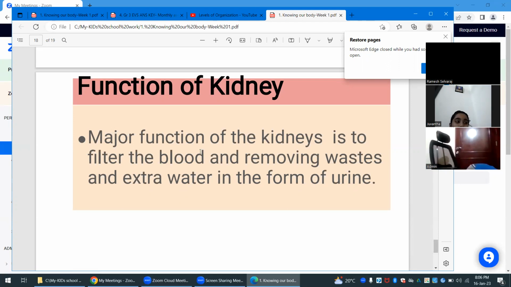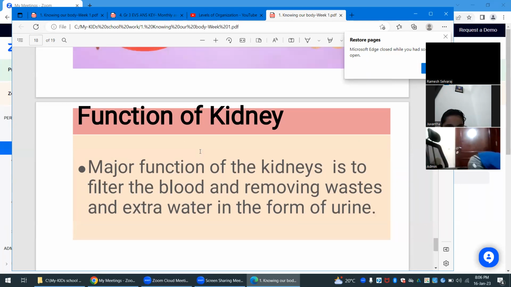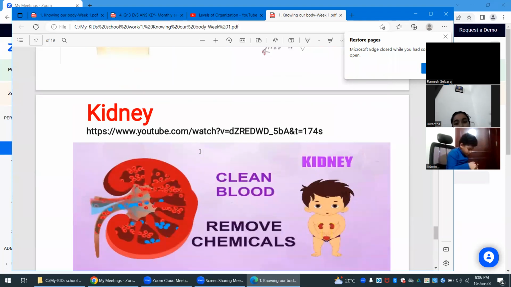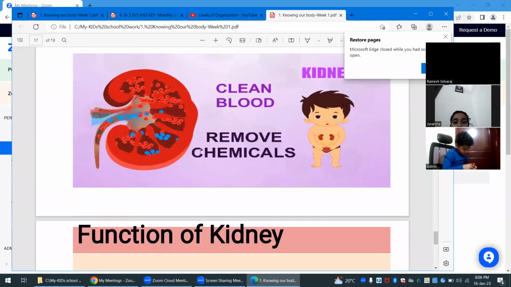Okay. Can you tell me the function of kidney shortly, quickly? Kidney cleans blood, removes chemicals. What else?